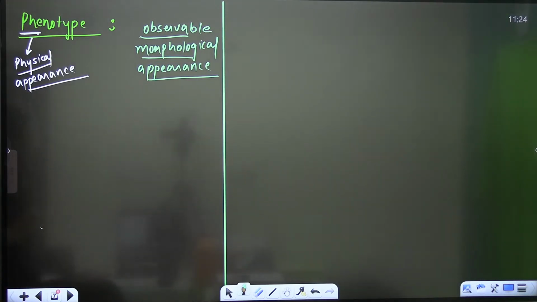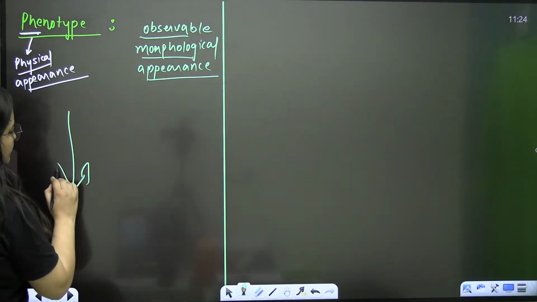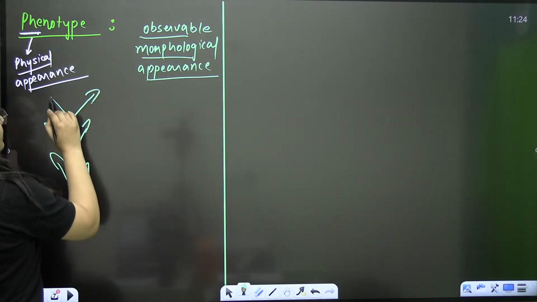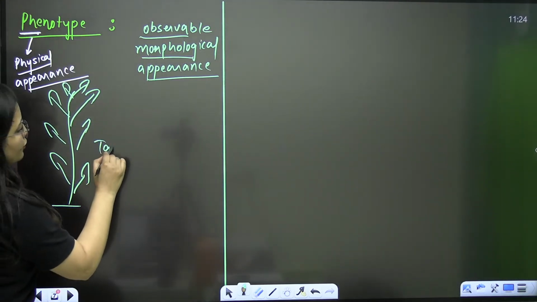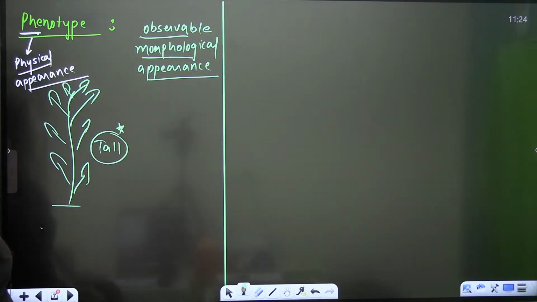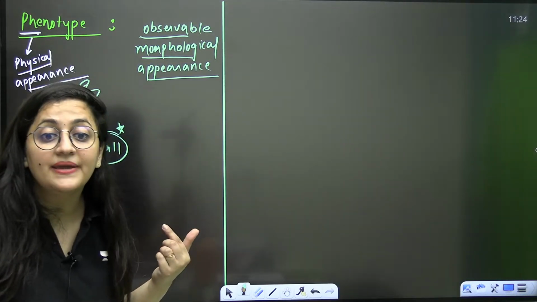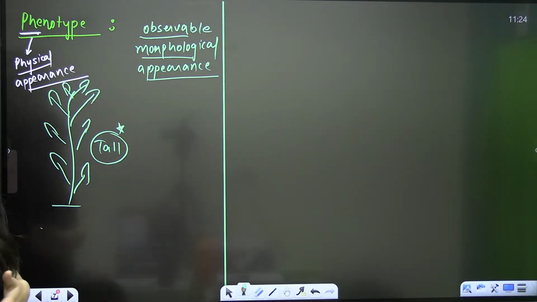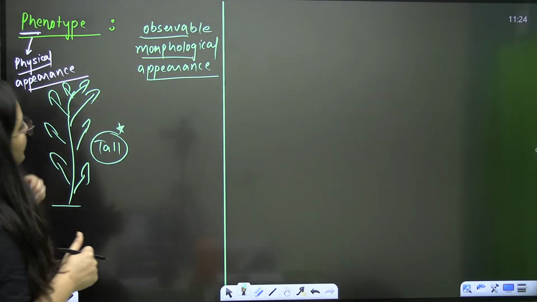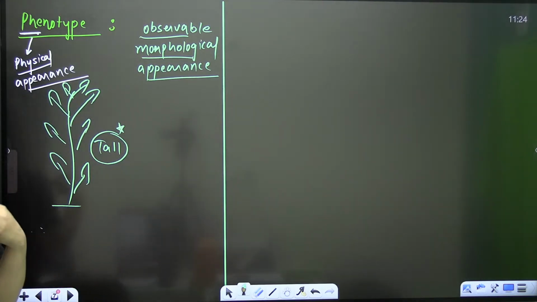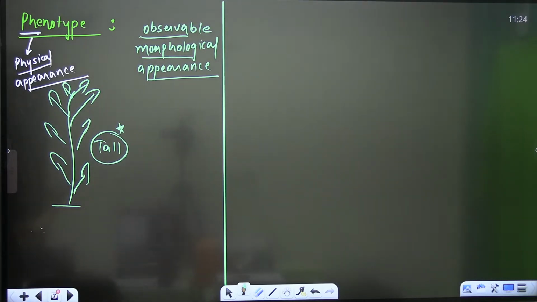Right, bache? Suppose this is a plant. This plant is tall, right? This character is visible. This morphological character is visible. So you can just look at this plant and you can say it's tall. So you are talking about the physical appearance here. So phenotype is nothing but the external and morphological appearance of an individual for a particular character. You can just look at it and you can mention.